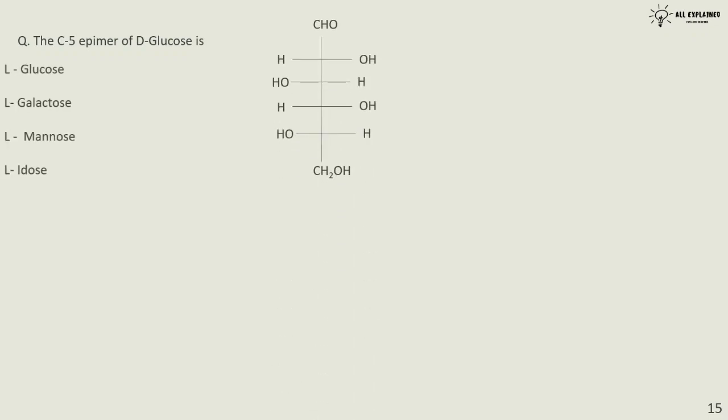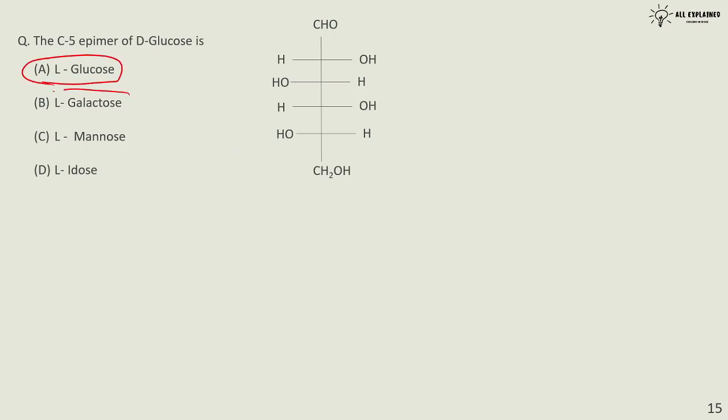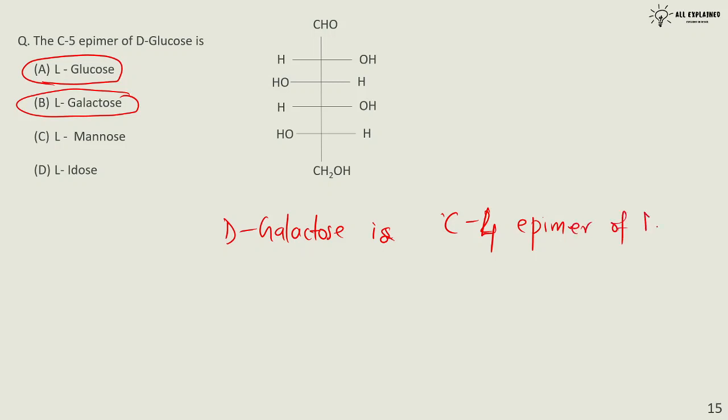Then you might ask, what is the name of the C5 epimer of D-glucose? It's not a very common carbohydrate molecule. I will give you some options and you can work it out by eliminating the reasonable ones. But you can see that it cannot be L-glucose. It cannot be L-galactose either, because D-galactose is the C4 epimer of D-glucose, right? So here you have the option L-galactose.